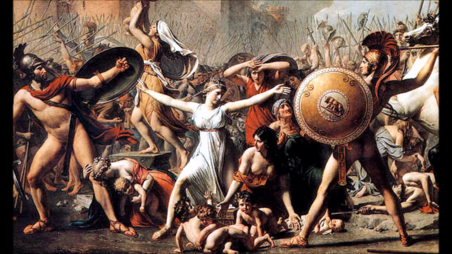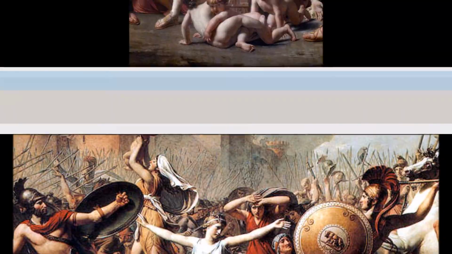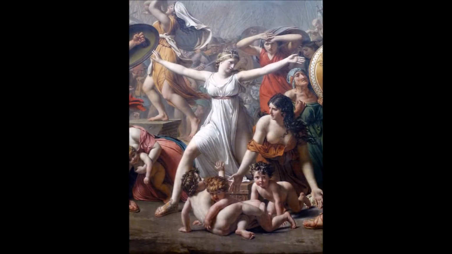Both leaders are looking directly at each other, prepared to fight to the death. They appear to pay no attention to their surroundings and are only focused on each other. However, in between the two are the Sabine women and their children, trying to prevent the ensuing battle.